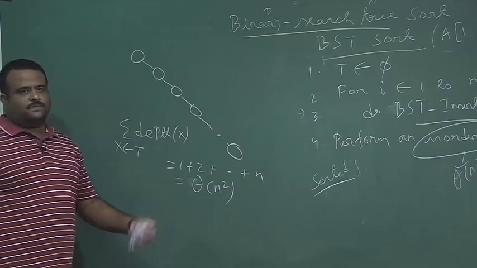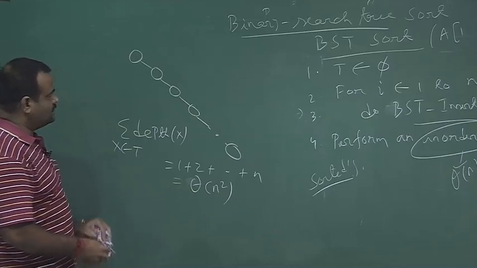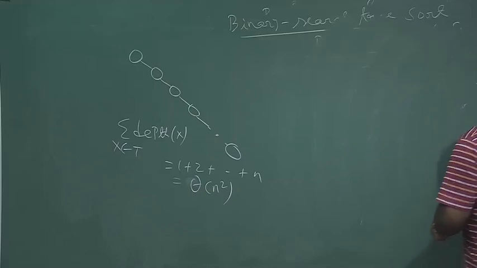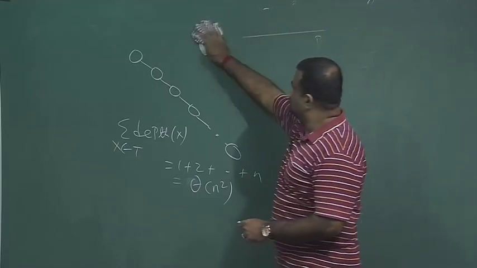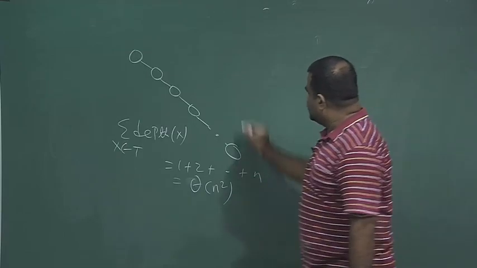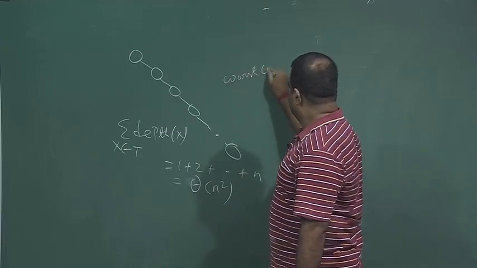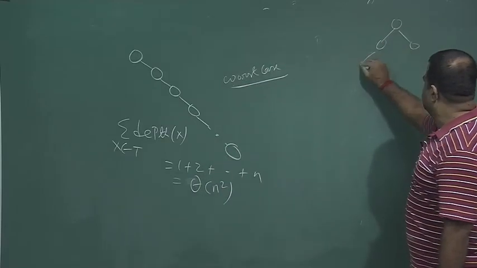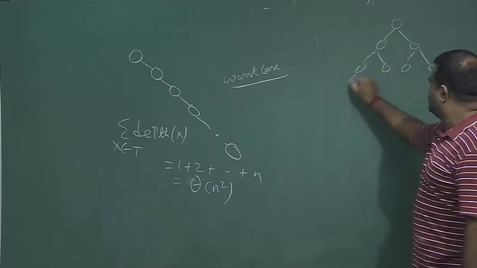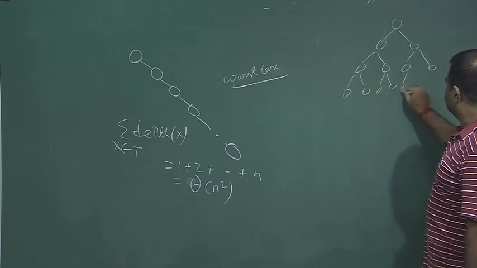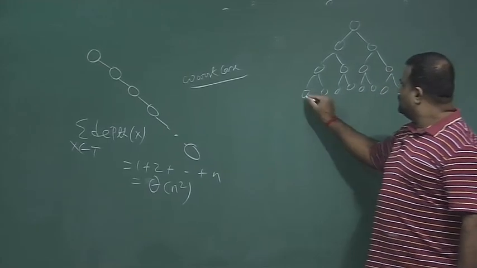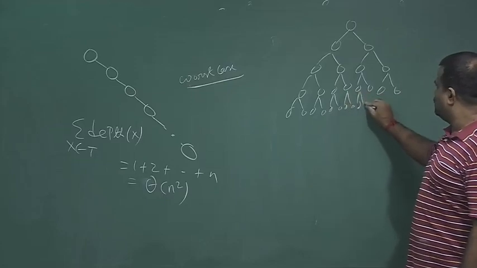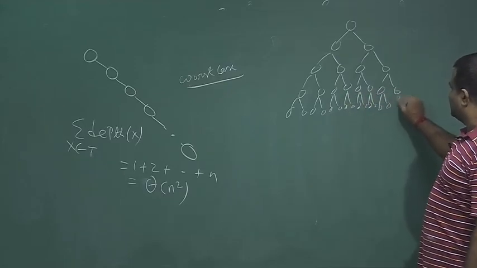Now, when is the best case? If the tree is like this, so this is the worst case, then the runtime is order of n square. Now, if the tree is like this, very good tree, I love to draw this tree. Anyway, so this is what is called balanced tree.